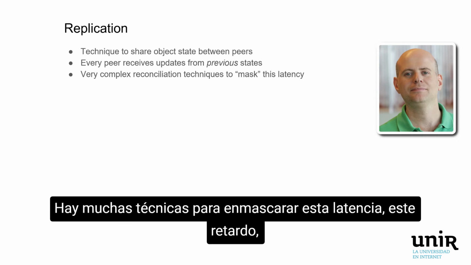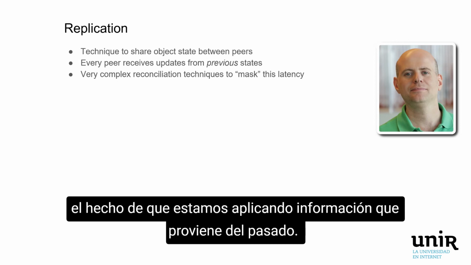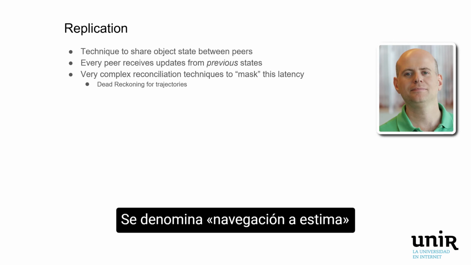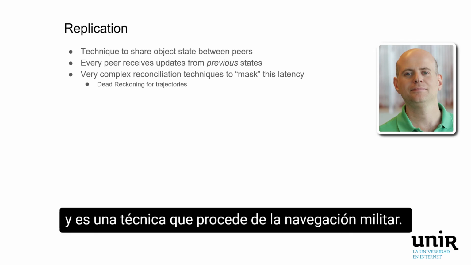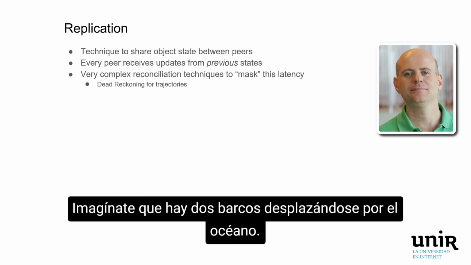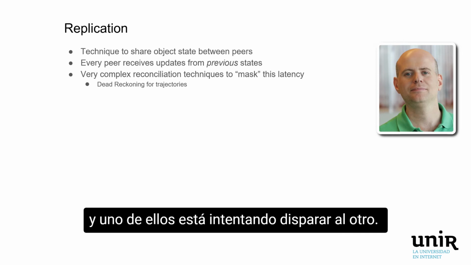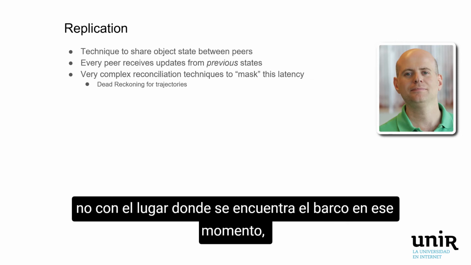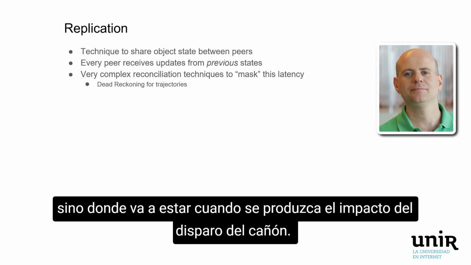There are many techniques to mask this latency, this delay, this fact that we're applying information from the past. There are a few. There is something for trajectories, which is called dead reckoning. It's a technique that actually comes from military navigation. Now you need to imagine that there are two ships moving on the ocean and one is trying to fire at the other. You need to make sure that your cannons are aligned not where the ship currently is, but where the ship is going to be when the cannon shot is actually going to hit.